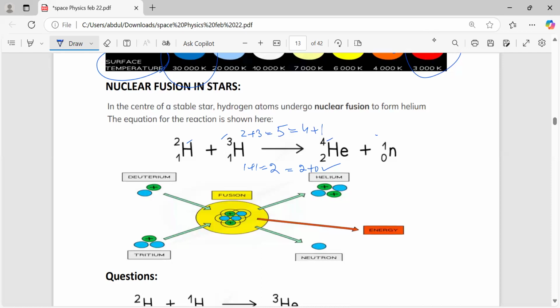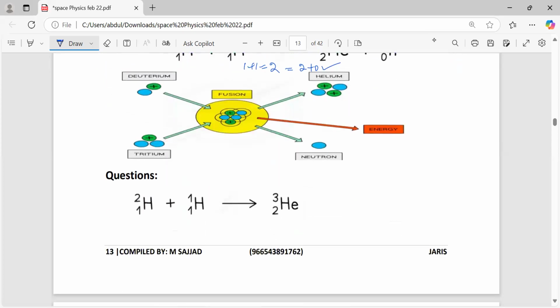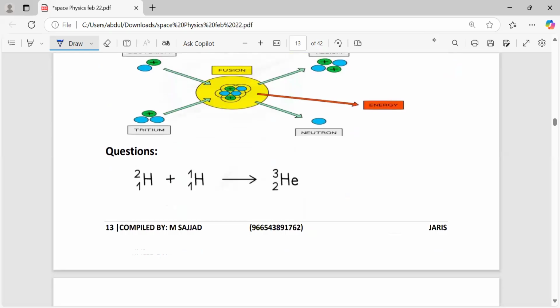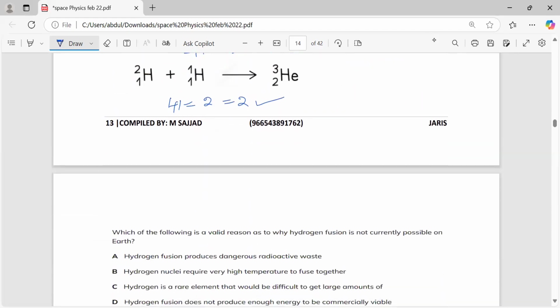Now a question is there, which we studied already, but one thing is very important. 1H2 plus 1H1 gives us 2He3. Again 1 plus 1 is equal to 2, and here it is 2, so correct. Then 2 plus 1 is equal to 3, and here it is 3, correct. So this equation is okay, but see the possibilities.